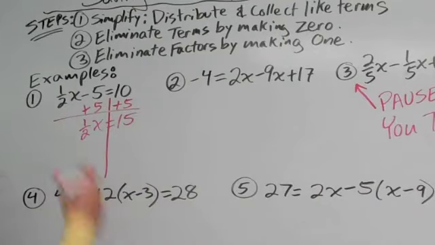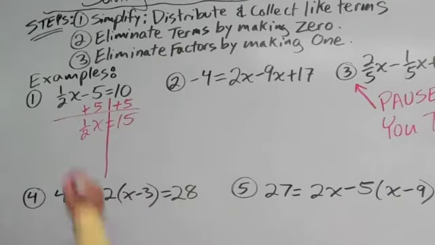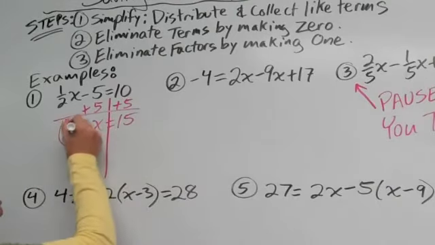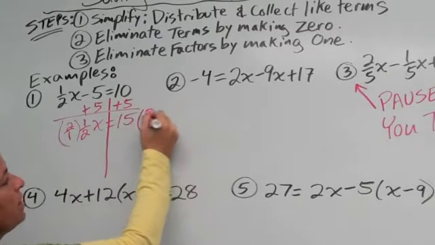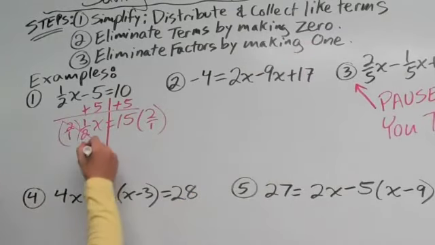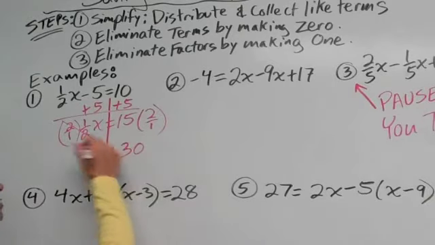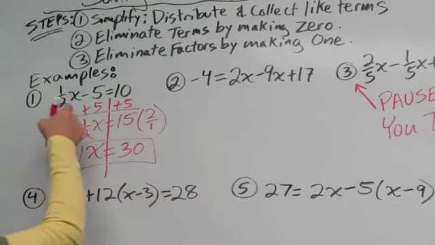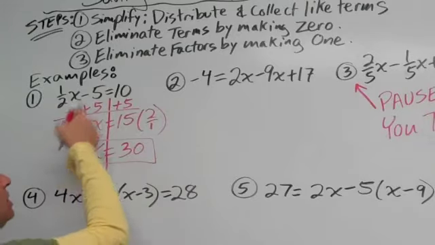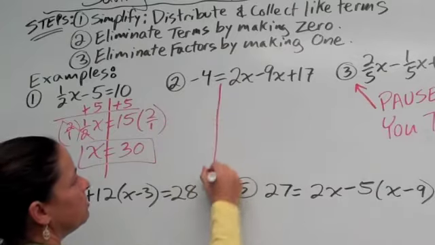Now, I have a half times x, so the inverse of times is divide. So I could divide this by a half, but that gets pretty confusing. So instead, I'm going to multiply by the reciprocal. And the reciprocal of a half is 2/1. When I solve that, this becomes a 1, and I'm left with 1x, and 15 times 2 is 30. I could do a check, half times 30, half of 30 is 15, subtract 5, I do in fact get 10.